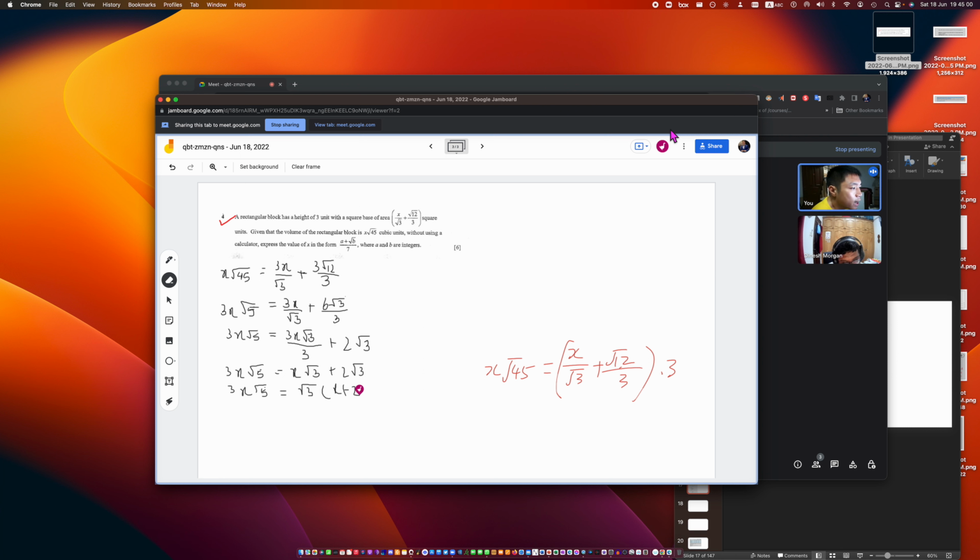Hold on, you need to group the x together because ultimately you need to find the value of x. Yeah, the last one. I think this should just be x root 45. Shouldn't I change it to 3x root 5?